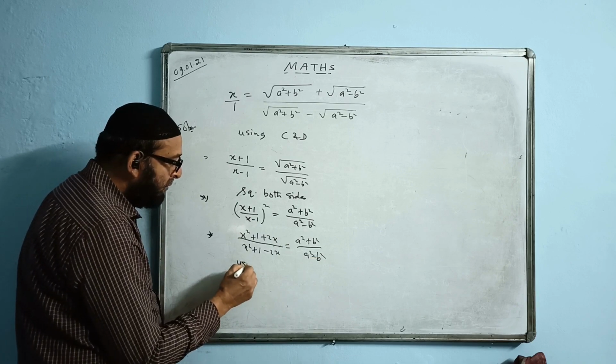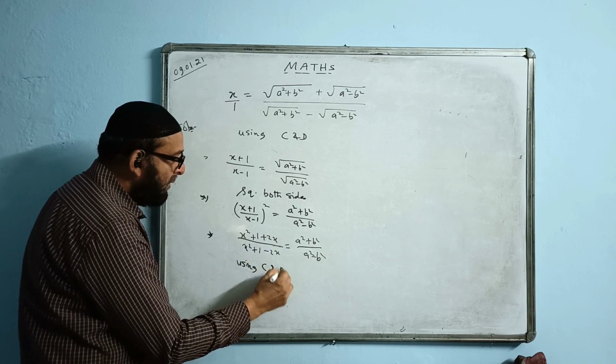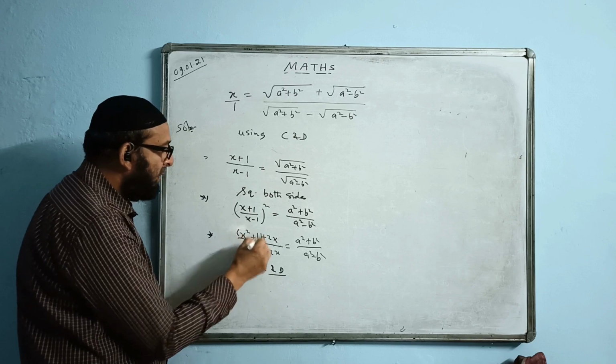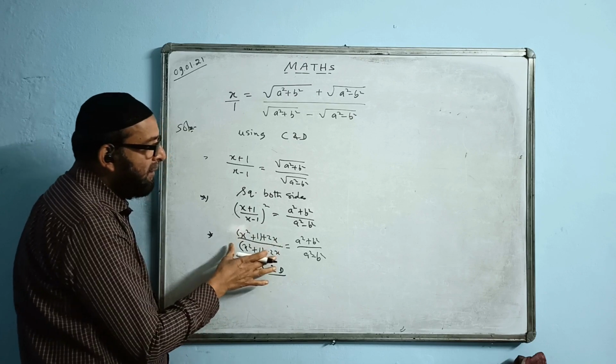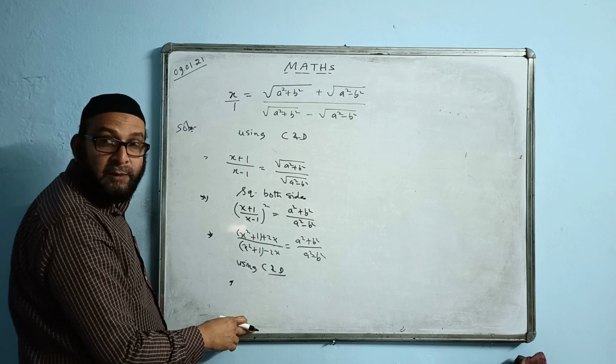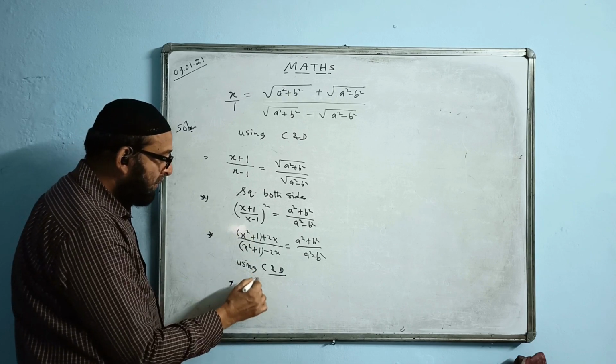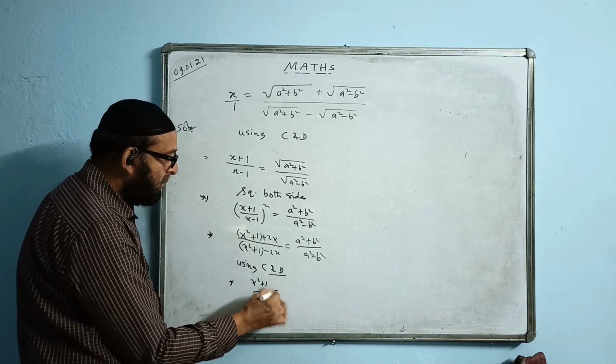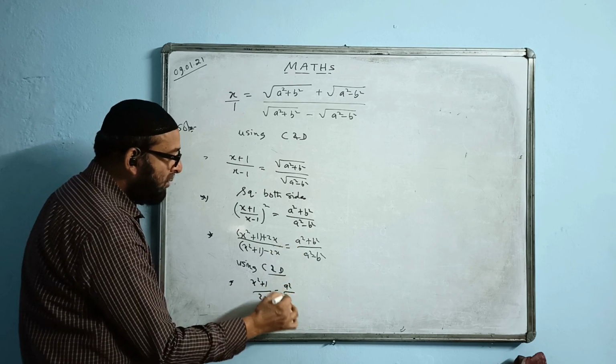Once again I apply componendo and dividendo. From here till here, the same thing is already applied, and this side also, both sides applied. It becomes x squared plus 1 by 2x. Here I will be writing a squared by b squared.